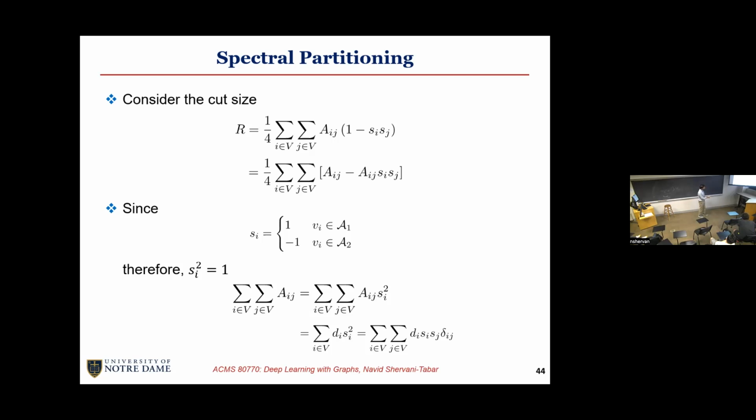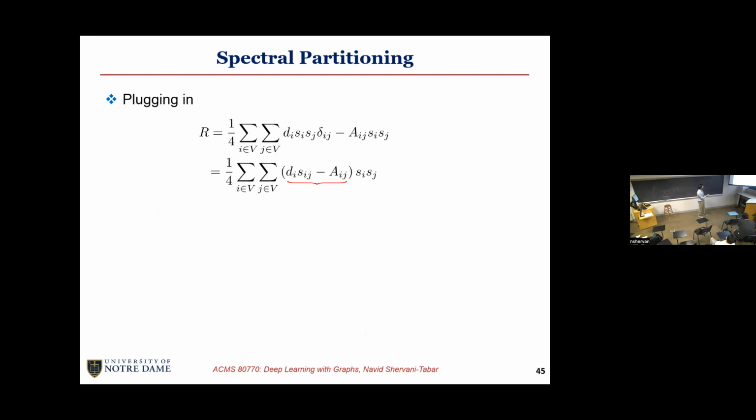Now we have an s_i and s_j. So we plug this back into our original equation. And this is the relation that we're left with. So we have s_i s_j here, we factor that out, and we will have d_i delta_ij minus a_ij. And what is that?